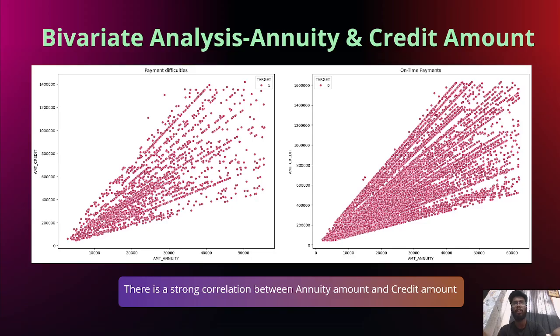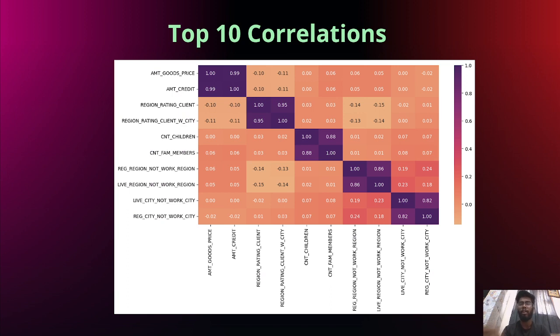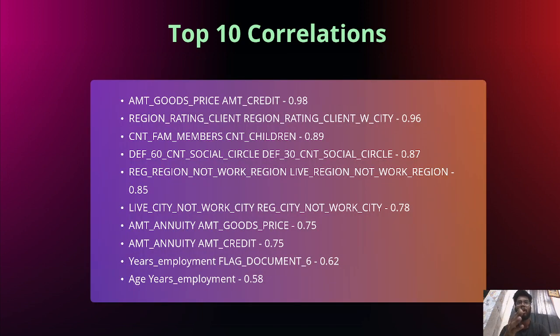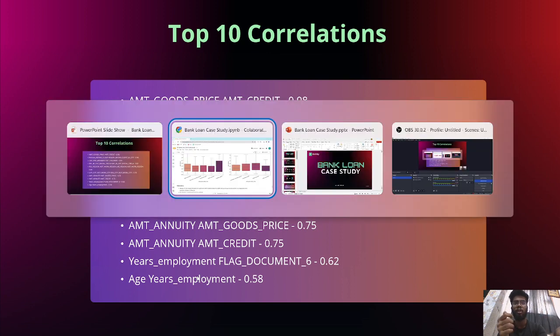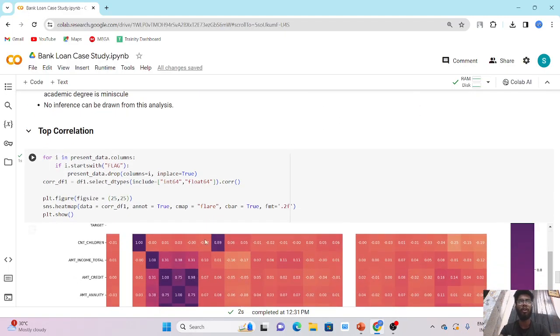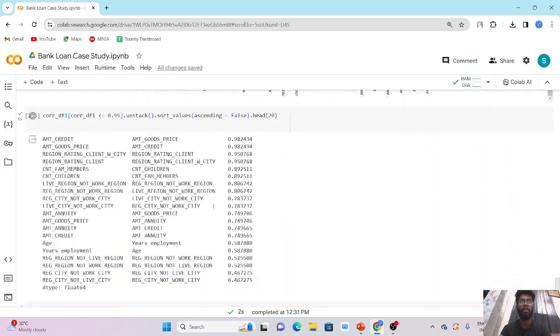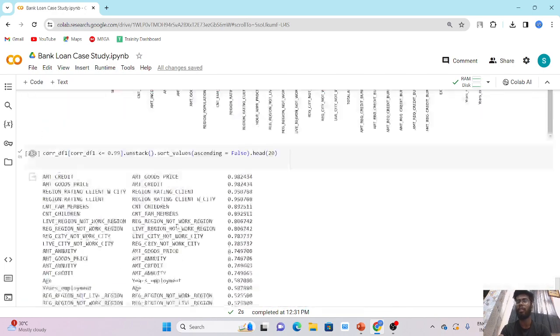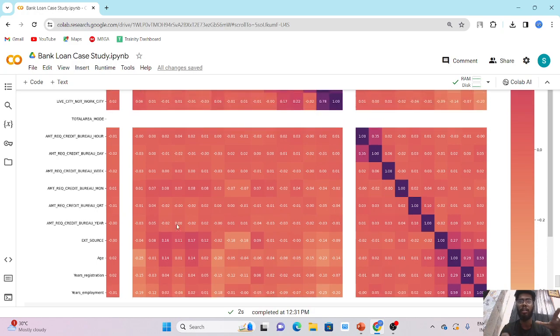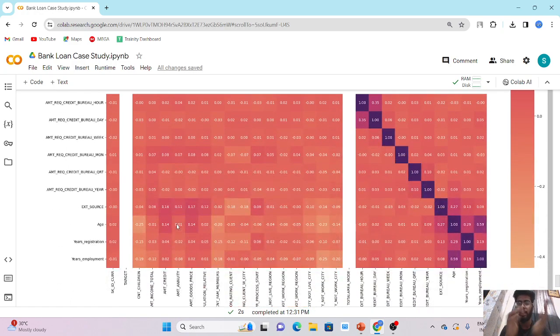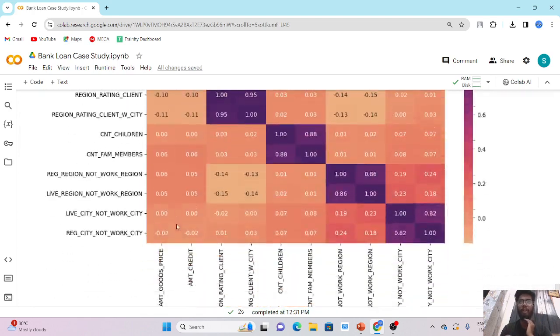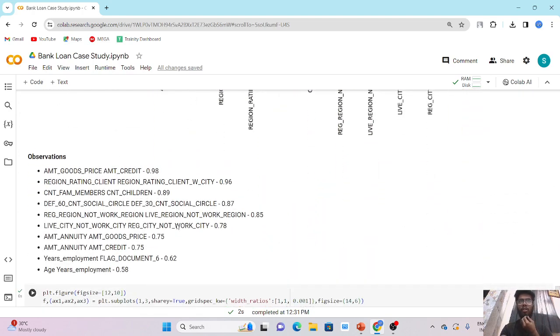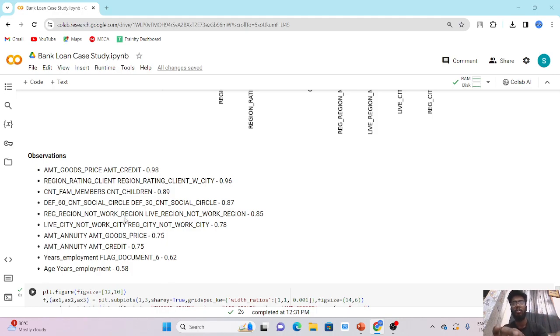So next one is top 10 correlations. We can see amount goods price and amount credit. We are taking only the strong positive correlation columns. We have used a heat map for top 10 correlations. First of all we found the correlations for all the columns, and after that we extracted the top 10. You can see that. So this is the observation we got.